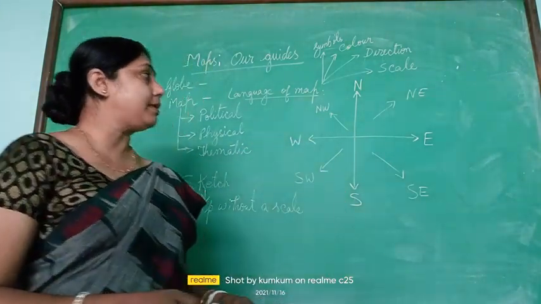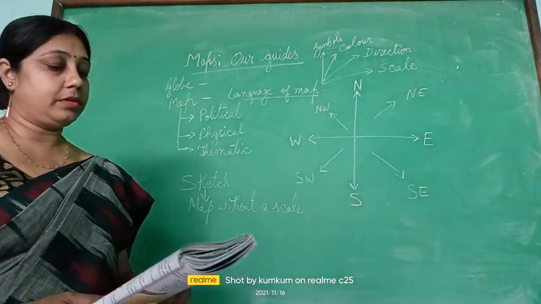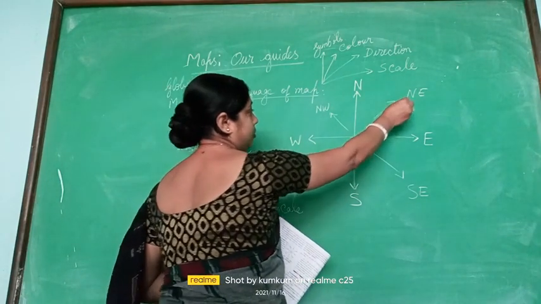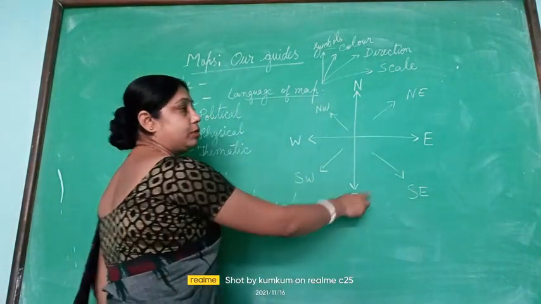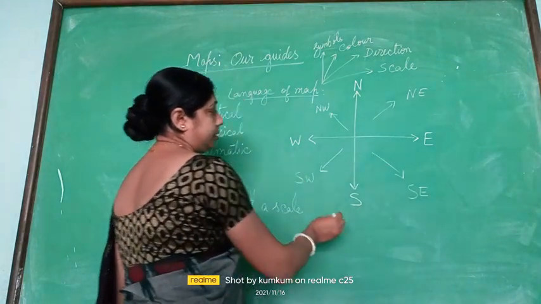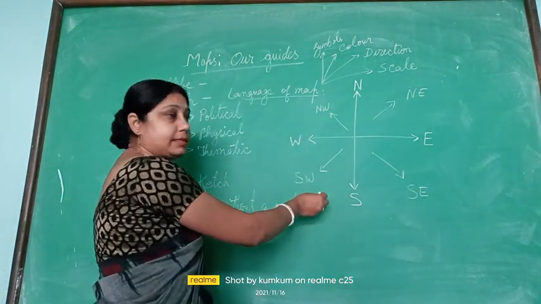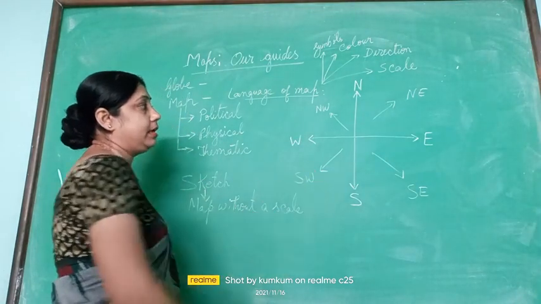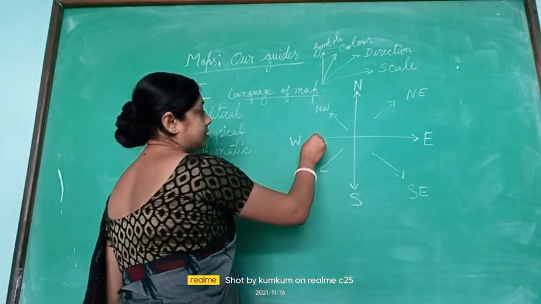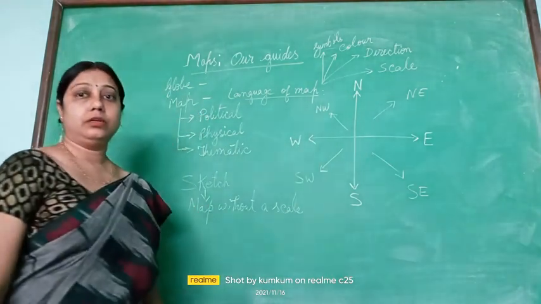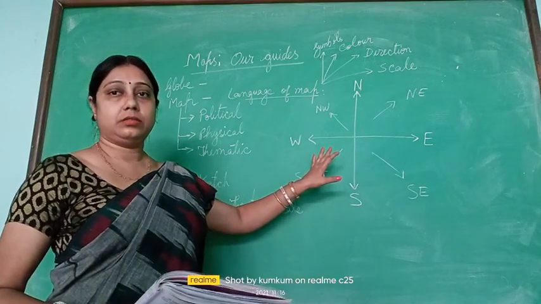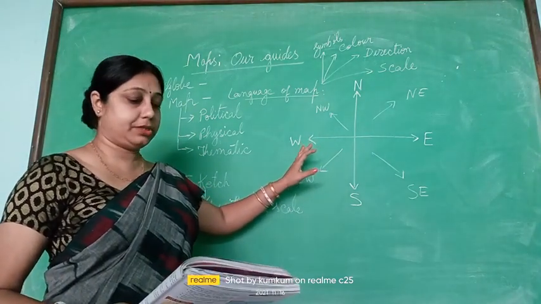Now next comes the subdirections. Between north and east comes the northeast. Between south and east the subdirection is southeast. Between south and west the subdirection is southwest, and between north and west the subdirection is known as northwest. So these are the four subdirections you can see in the picture.